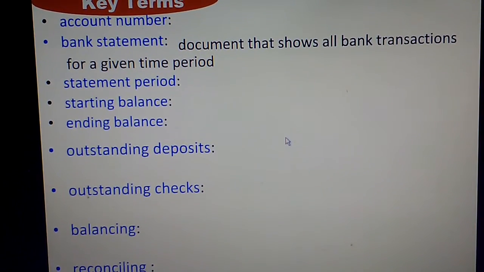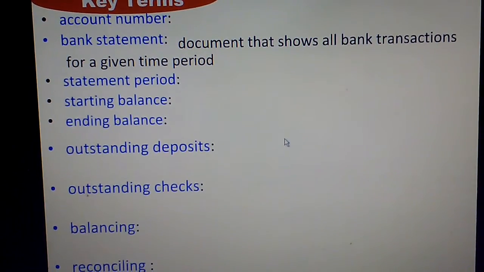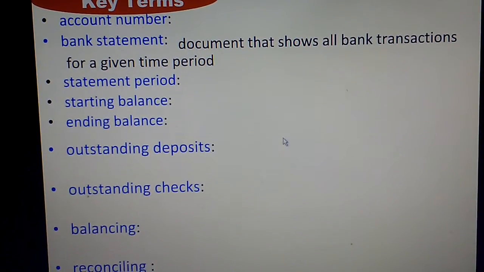The statement period is the amount of time that this statement covers. It's usually a month, so like it might say October 1st to October 31st. Your starting balance is what the bank says that you started that month out with, and the ending balance is what the bank says you ended the month with.